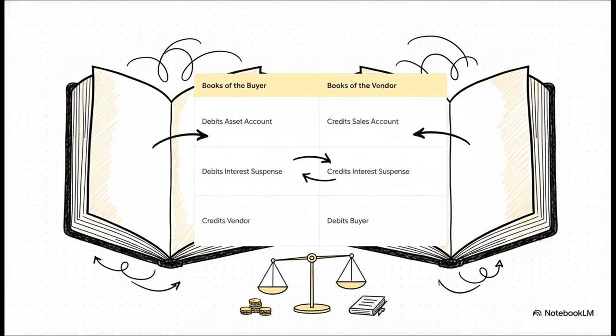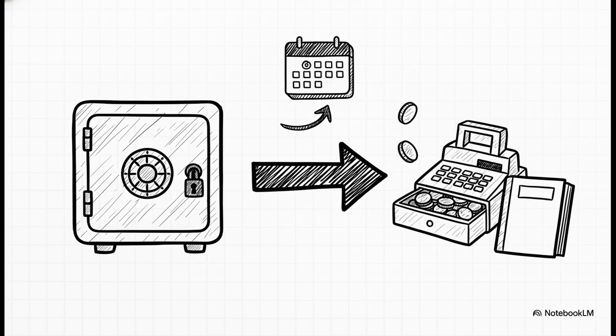While the buyer debits the asset account, the vendor credits their sales account with the cash price. While the buyer credits the vendor for the full $1,200 payable, the vendor debits the buyer's account for that same full amount. And most importantly, look at the suspense account. While the buyer debits the interest suspense account, the vendor actually credits the interest suspense account with the total interest. And honestly, this brilliantly illustrates the absolute consistency of accounting rules. Whether you're buying or selling under the installment payment system, that holding pen concept works exactly the same way.